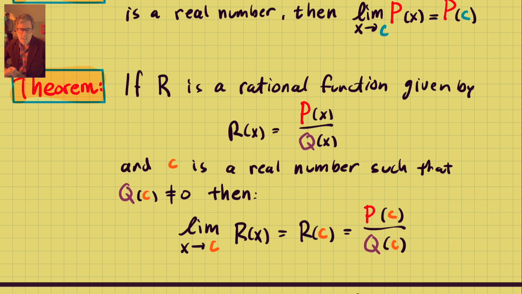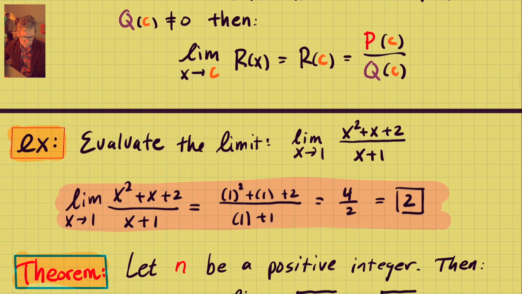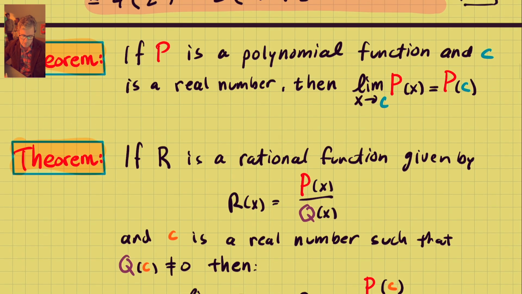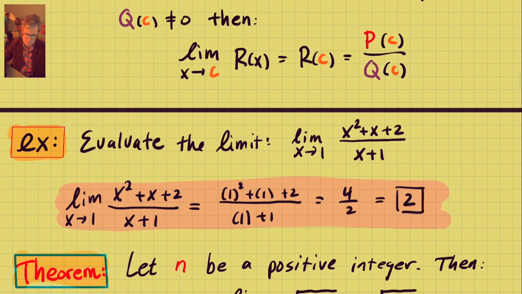Okay, let's see some examples. Let's see an example of that one in particular. Because the second theorem basically is the first theorem, but with the denominator also. So it's like the first theorem twice. Let's evaluate this limit. The limit as x approaches 1 of x squared plus x plus 2 divided by x plus 1. Okay, let's see what happens here.